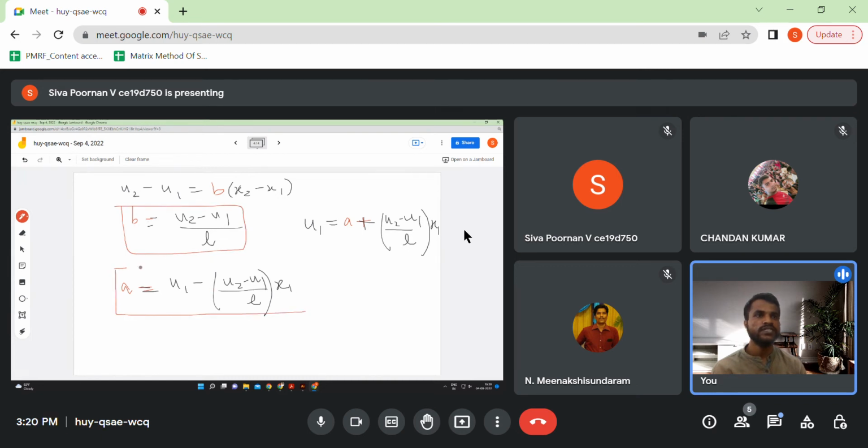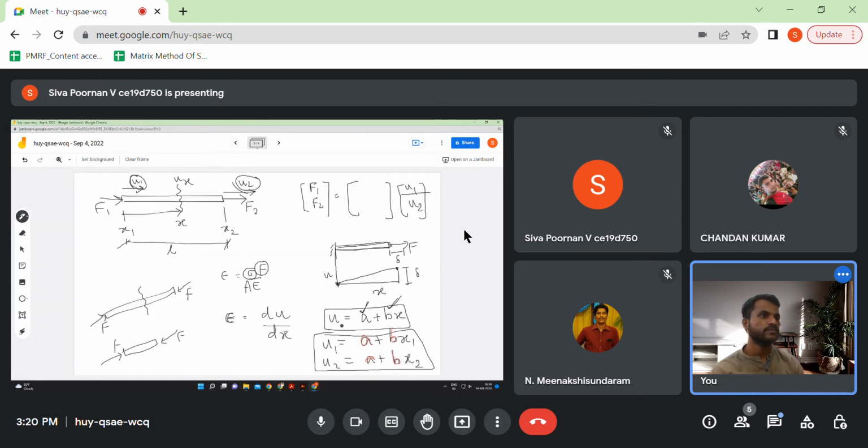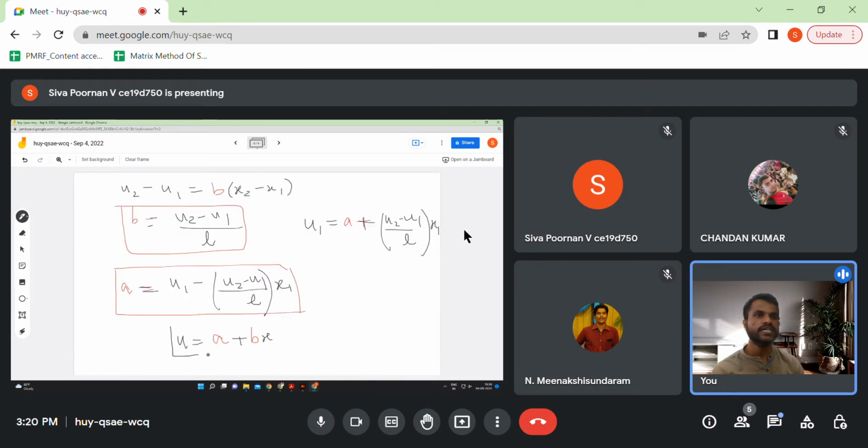So I have these coefficients in terms of the displacements at each end, u1 and u2, which I already know from the matrix method of structural analysis. Once I have solved for u1 and u2, I can find a and b. Once I know a and b, I can find displacement at any point, because displacement at any point is nothing but a plus bx, which is what we had assumed earlier. So we can find displacement at any point using a and b, which have been already found from here.